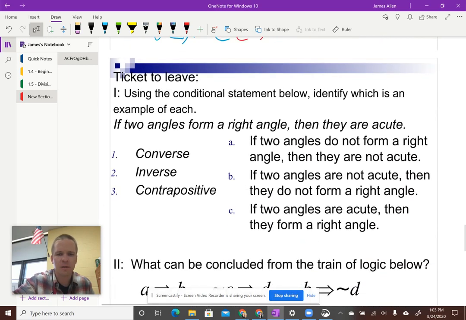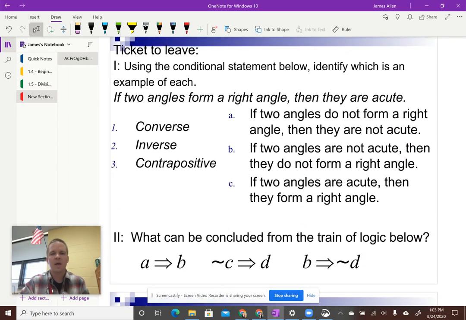Let's see. Actually, you know what? Why don't we do this ticket to leave here? I think that'd be helpful. So if 2 angles form a right angle, then they are acute. That's our if-then statement. So 2 angles are going to add up to 90 degrees. They're going to make a right angle. So yeah, they're both acute. Our converse of that would be flipping it. If 2 angles are acute, then they form a right angle.